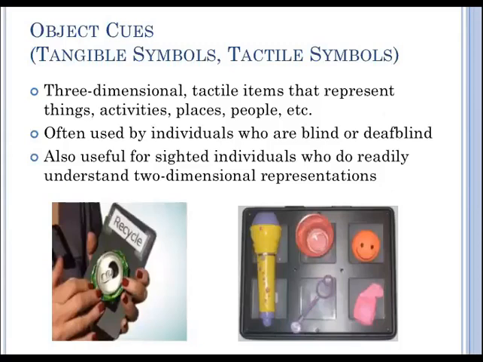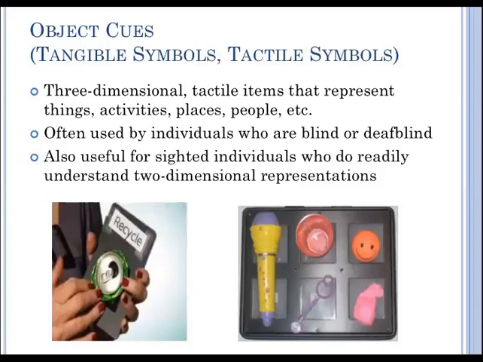So when I talk about object cues, you might also hear people refer to these as tangible symbols or tactile symbols. And these are all 3-dimensional type symbols that individuals can pick up and feel. They've got much more tactile information, and that's often how people gain information from these symbols as opposed to looking at them. Often we will use these kinds of symbols for individuals who are blind or deafblind, but they're certainly useful as well for individuals who have sight but might have very significant intellectual disabilities that sort of preclude them from understanding and interpreting 2-dimensional representations.